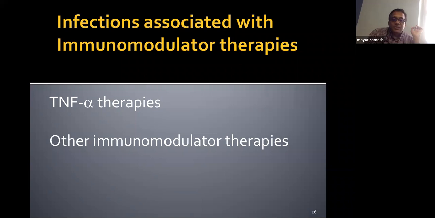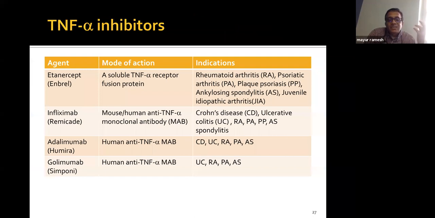So when it comes to infections with immunomodulator therapies, such as TNF-alpha therapies, there are various different TNF-alpha inhibitors. They are used in a variety of autoimmune conditions, such as ulcerative colitis and Crohn's disease in GI, psoriasis in dermatology, and rheumatoid arthritis in rheumatology. And not every TNF-alpha blocker is similar. We have etanercept, infliximab, Humira or adalimumab, and Simponi or golimumab. Each one has a slightly different structure.